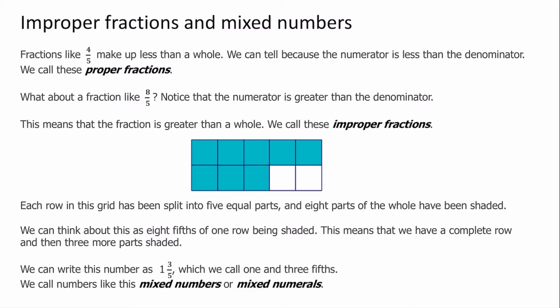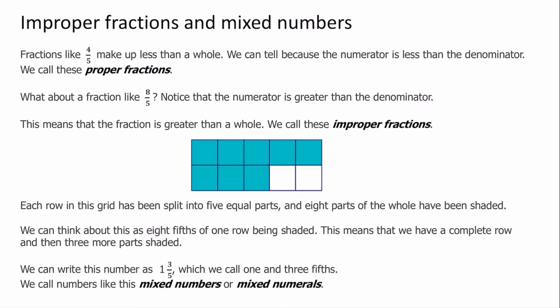If we have a fraction where the numerator is larger than the denominator, we will call that an improper fraction. Okay, so the numerator has to be bigger than the number on the bottom, the denominator. So we can look at this diagram in the middle where we have 2 rows. Each row has been divided into 5 pieces.